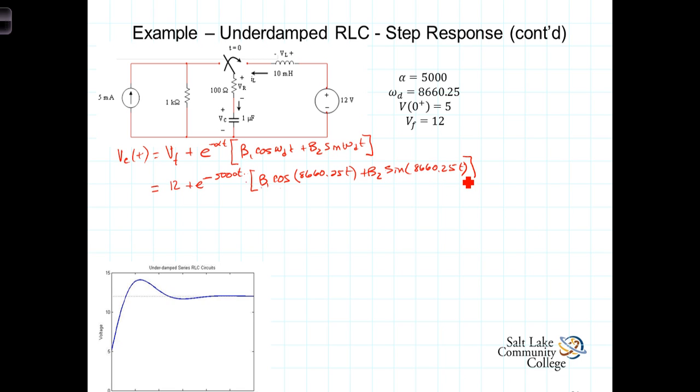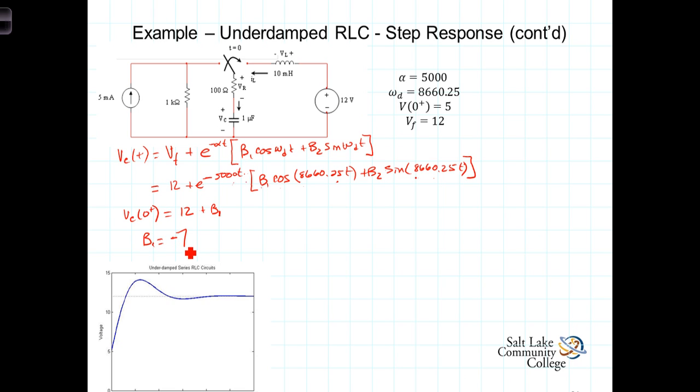Now, setting t equal to 0, we get V sub C of 0 plus is equal to 12 plus e to the 0, which is 1. The cosine of 0 is 1. The sine of 0 is 0. So we're left with 12 plus b1 is equal to the initial voltage on the capacitor. We know the initial voltage on the capacitor is 5 volts, so 5 minus 12 gives us a b1 of negative 7.